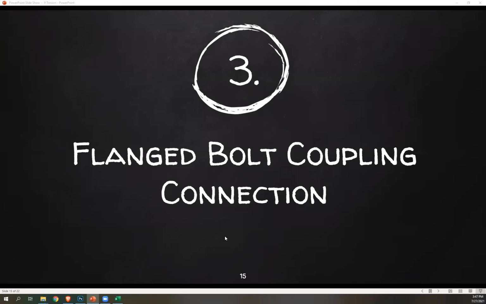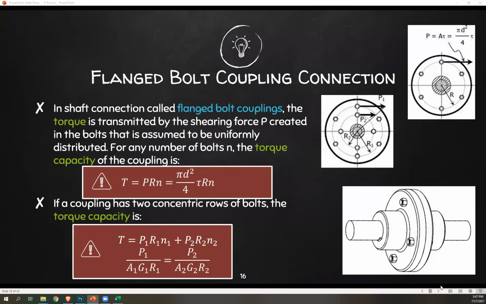So the next topic is flanged bolt coupling connection. And this is the second to the last topic for this course. So we still have shear and moment in beams after this. So let's talk about coupling connection.